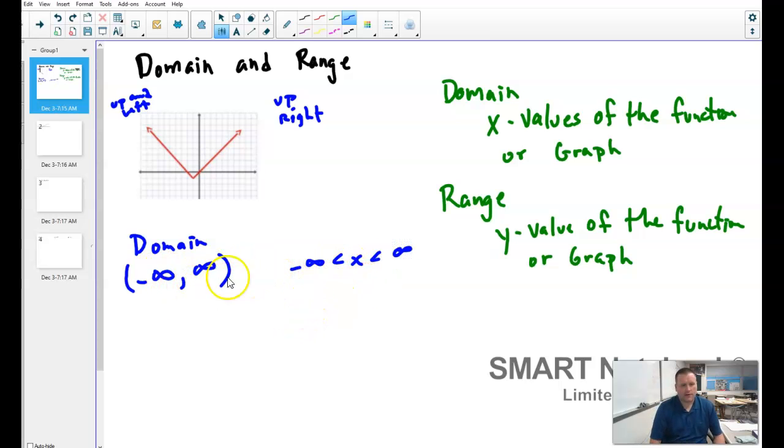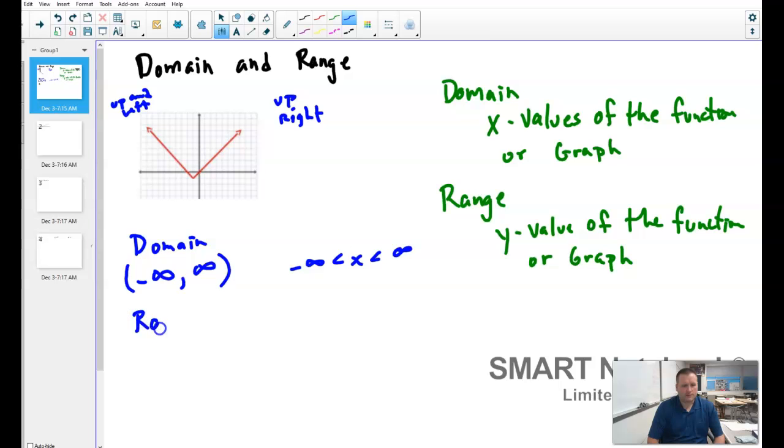So again, it does not matter how you write it. This is what we call interval notation, with the parentheses. With the inequalities, it's what we call an inequality statement. I'm going to use inequality statements most of the time, but I'll just show you how you'd write it both ways. But interval is what we're going to do.